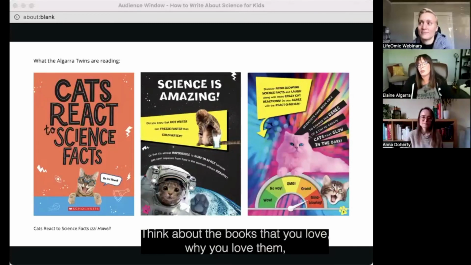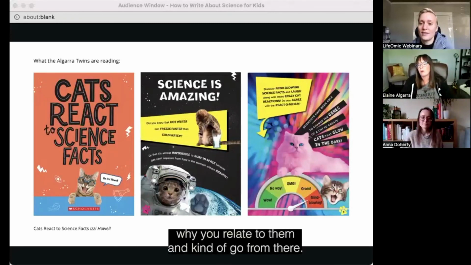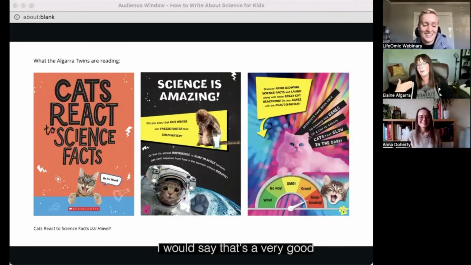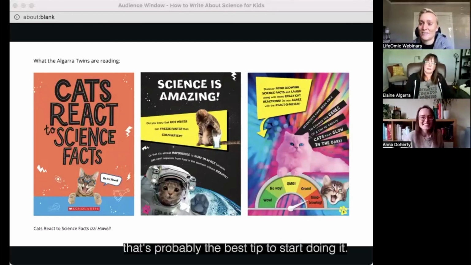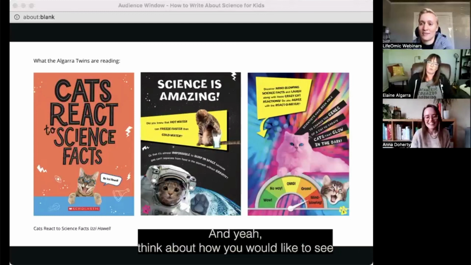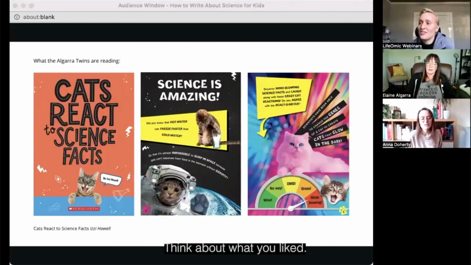Think about the books that you love, why you love them, why you relate to them, and go from there. And do you have any tips, since you are the book author? No, I would say that's probably the best tip. Just start doing it, and think about how you would like to see that information put to you as a kid, and then go from there. Think about what you liked.